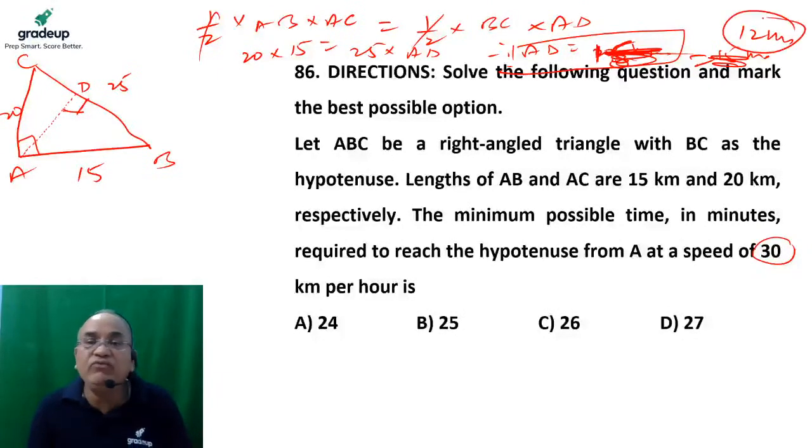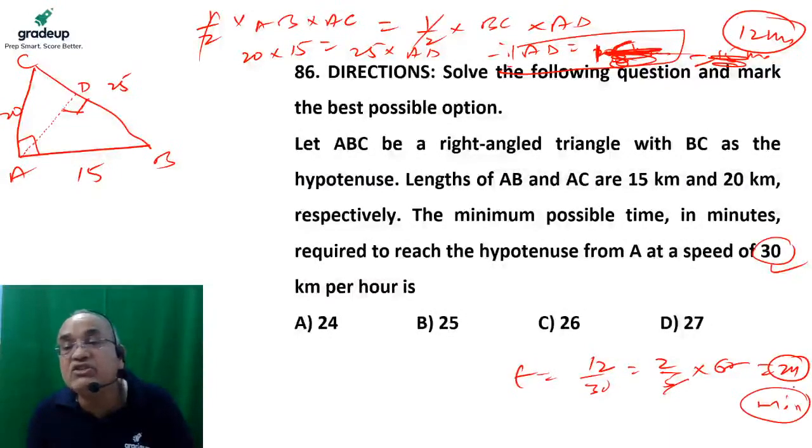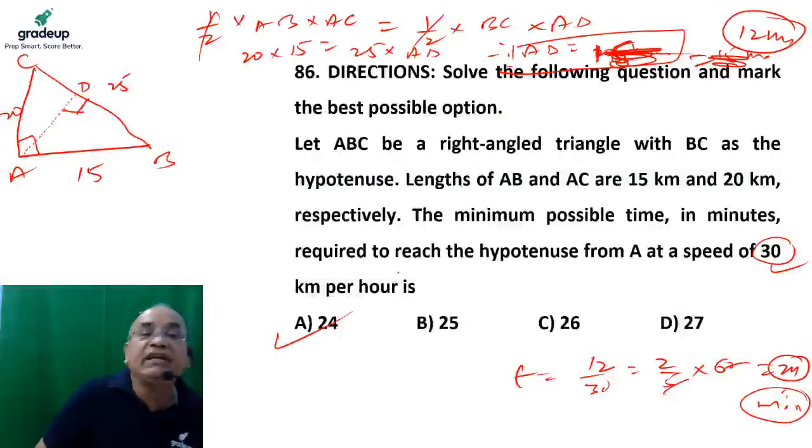Okay. So if we cover 12 kilometer, the length of AD, at the rate of 30 kilometer, then the time taken by us is nothing but 2 by 5. 2/5 of an hour we will take, and 2/5 of an hour is nothing but 24 minutes. So time taken by us to reach from A to BC in the least amount of time is 24 minutes. So the correct answer is A.